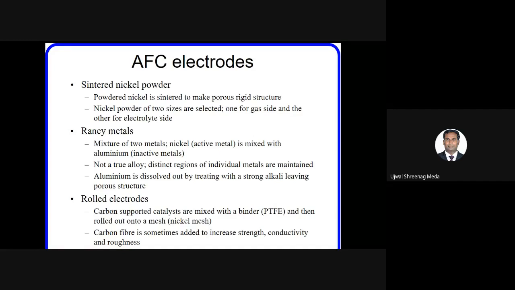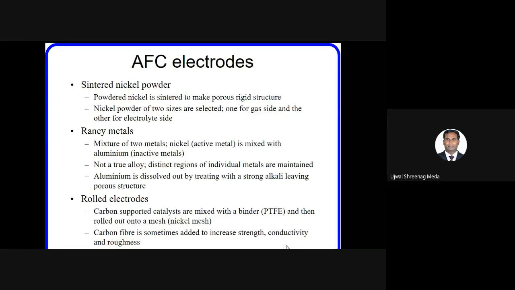The third is rolled electrodes. So what happens here? You use a support material such as a substrate like carbon, and you use a binder, that is PTFE. Polytetrafluoroethylene is a binder which acts as a glue, which facilitates binding between the substrate and the actual electrode material. So such a mixture is made and that is cast or rolled onto a mesh made of nickel. So you take nickel mesh, prepare a mixture of the carbon substrate and the binder PTFE. You cast it or roll it on the nickel mesh to form the electrode.